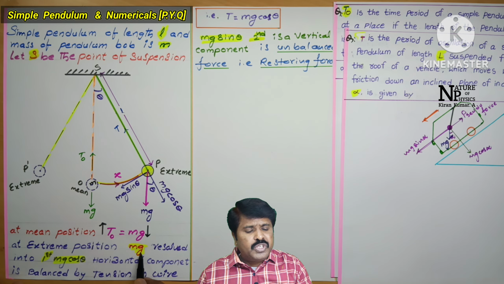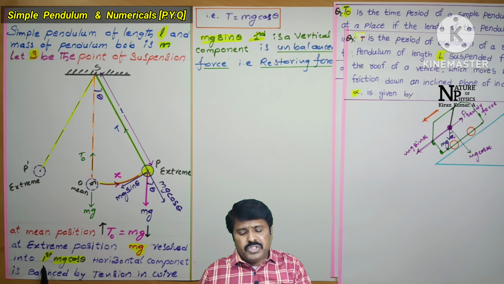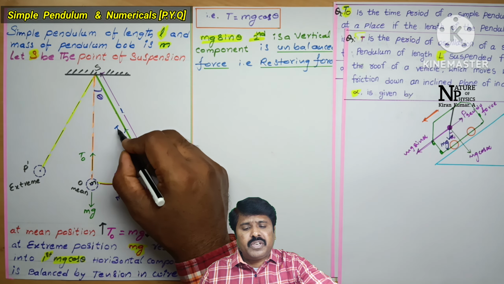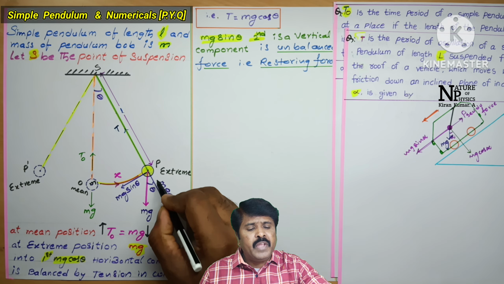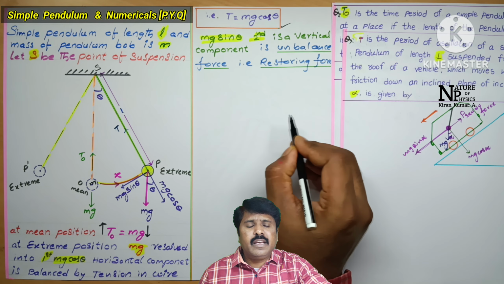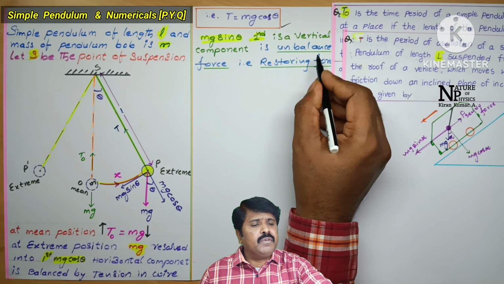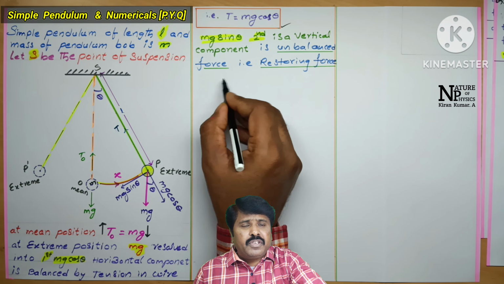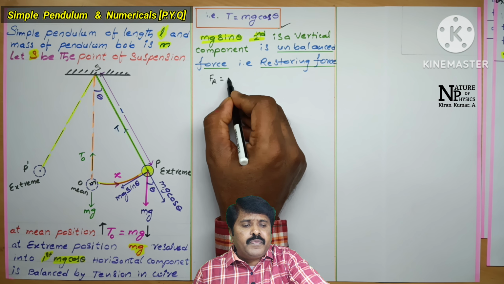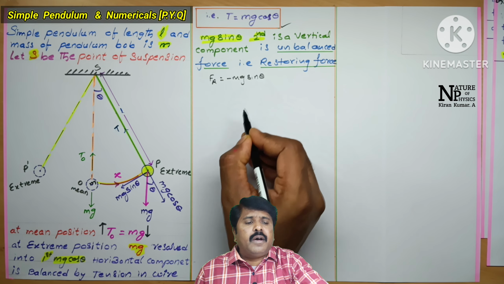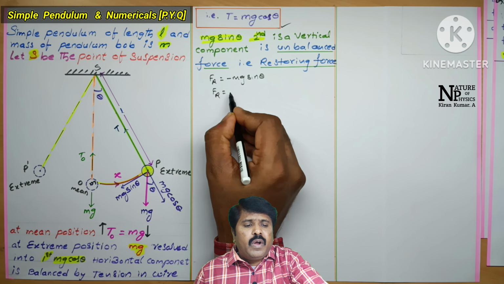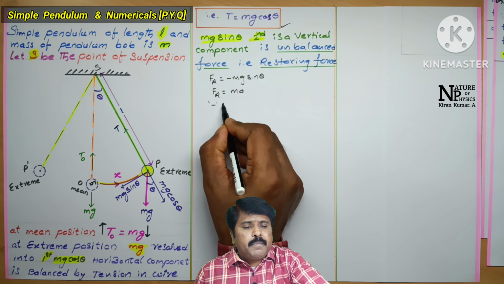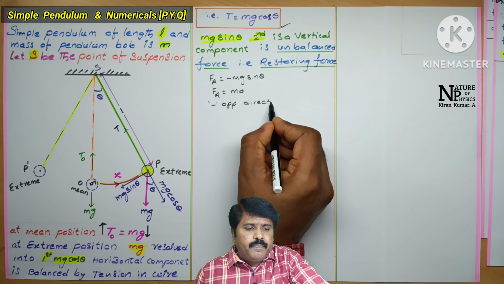At the extreme position, mg resolves into 2 components. The first component, mg cos theta, is balanced by the tension T in the string. The next, mg sin theta, is the unbalanced force, and this unbalanced force is called the restoring force. So the restoring force Fr is equal to minus mg sin theta, where the minus sign represents the opposite direction.